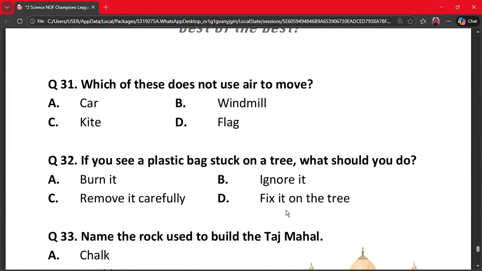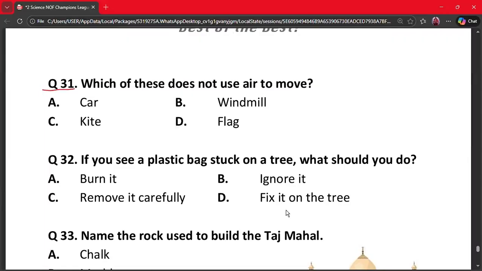The next question is question number 31. Which of these does not use air to move? A. Car, B. Windmill, C. Kite, and D. Flag. The correct answer is option A. Cars run using fuel, not air, and windmills, kites, and flags depend on air movement. So the correct answer is option A.